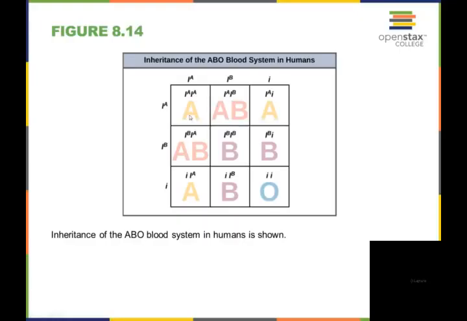If it's type A, it's gotten the A marker from one or both of the parents. If it's type B, it's gotten the B marker from either one or both of the parents. When it's type O, it didn't get an A marker or a B marker from either parent. When it's type AB, it got a marker A from one parent, a marker B from the other parent.